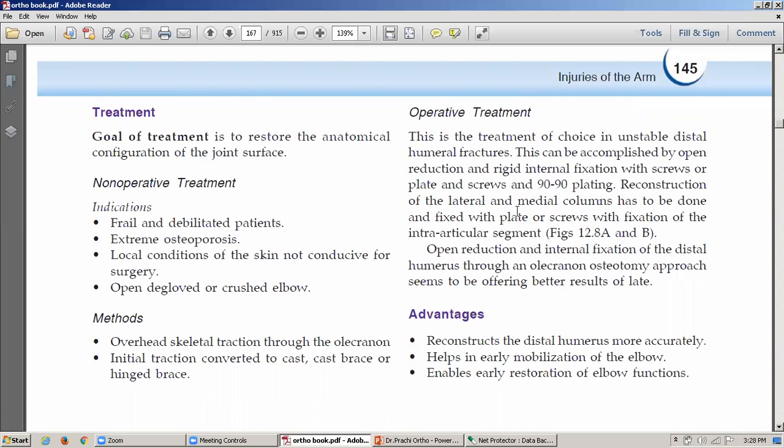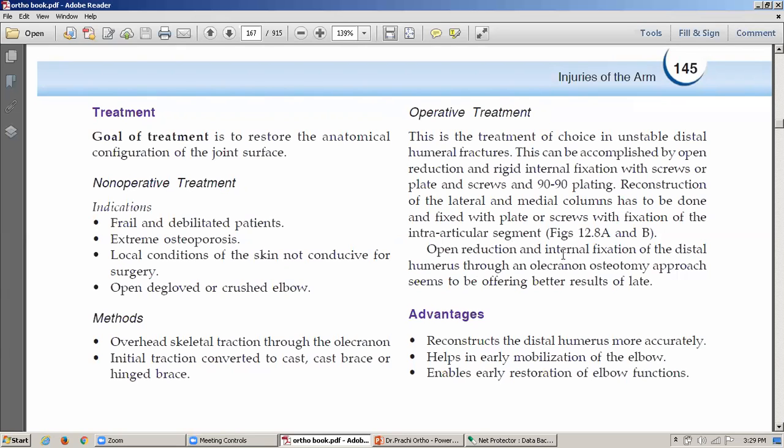Operative treatment is the treatment of choice in unstable distal humeral fractures, and this can be accompanied by open reduction and rigid internal fixation with screw or plate, and screw and 90-90 plate. The reconstruction of the lateral and the medial column has to be done and fixed with the plate or screw, with fixation of the intra-articular segment.